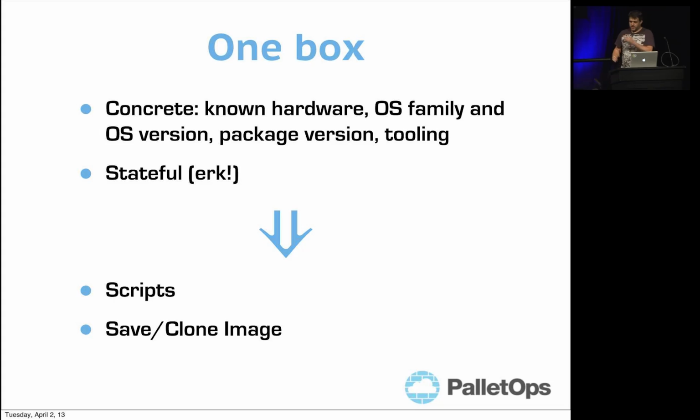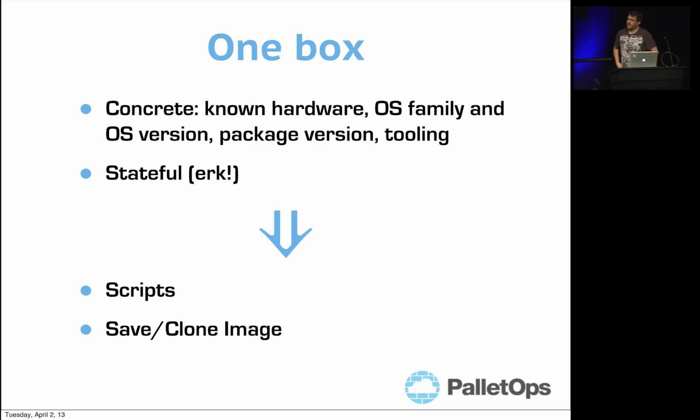And so if we start from the bottom up, the simplest case is we have to configure one box, right? So we want to install, for example, a development server that I can use. Usually when we're doing that, it's a very concrete environment. We know the hardware, we know the OS, whether it's CentOS, what version, if it's Ubuntu, what version. We know the versions of the packages that we want to install, more or less. We know the tooling, and if we don't know the exact switches for a command, we just pull the man pages and we figure it out.